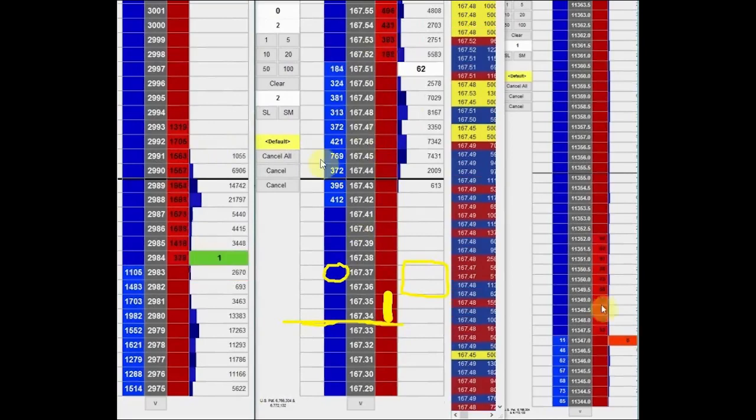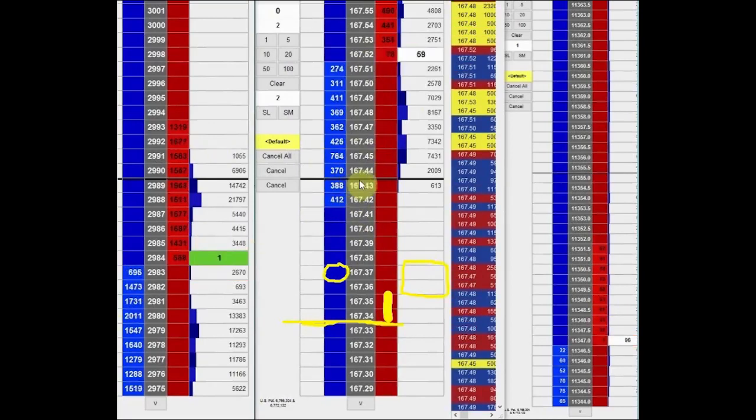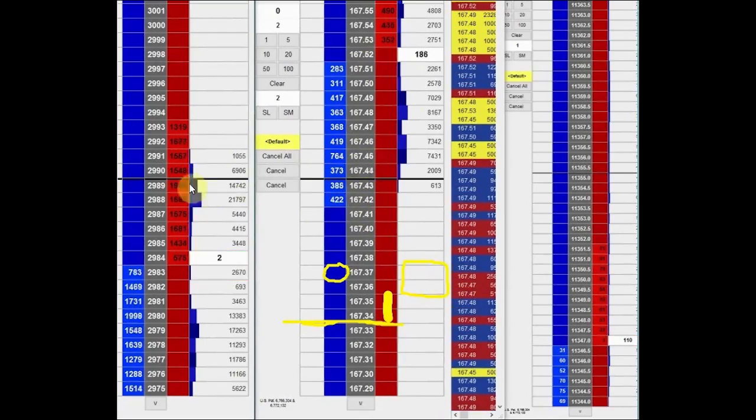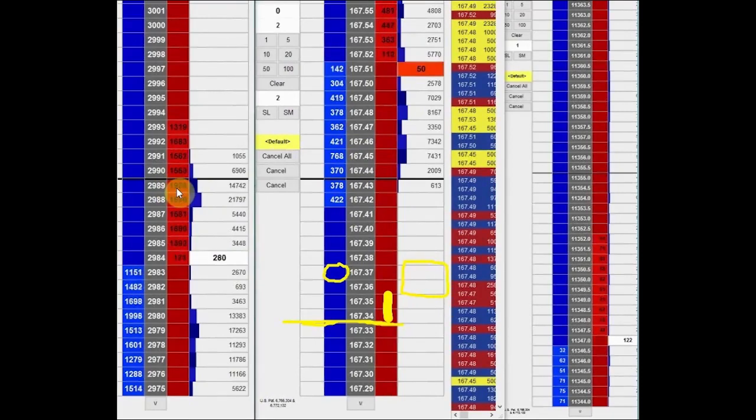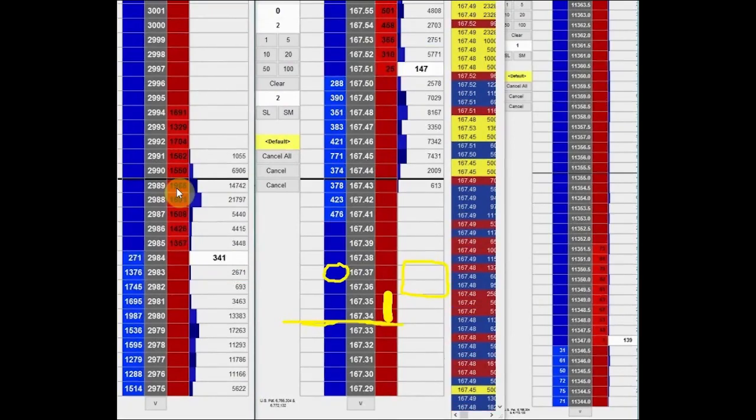So two really beautiful absorption plays, and how to scalp and trade around them, and how to potentially build a core position. And this is really important on how to position on potential volume slice orders or on iceberg partner plays.